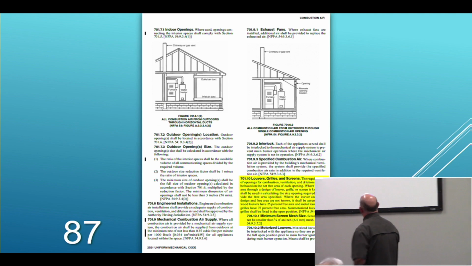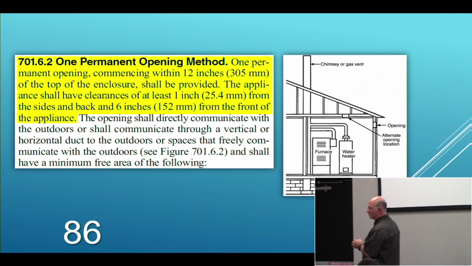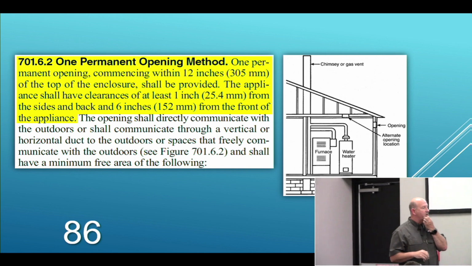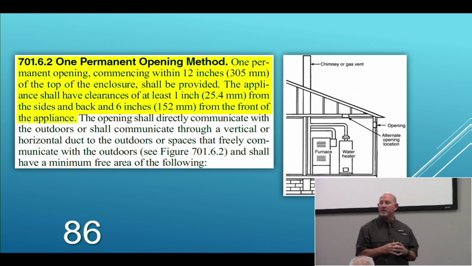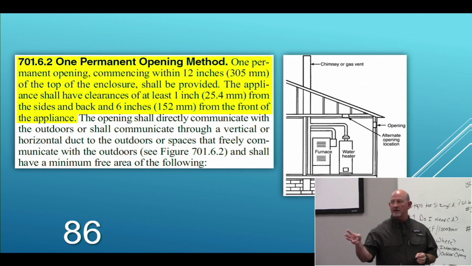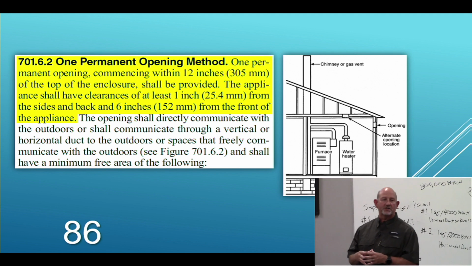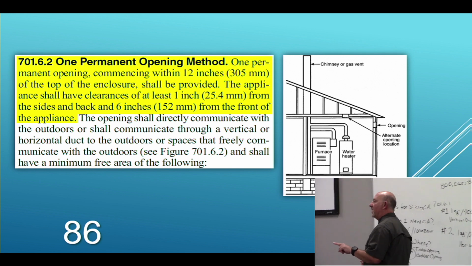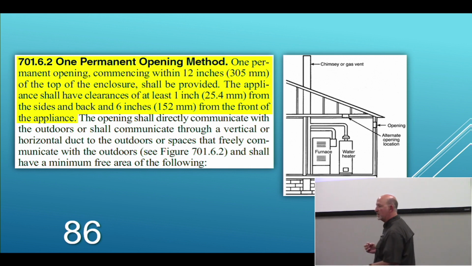Let's go to 701.6.2. One permanent opening method. Now stop. Before you read another word, this is very important. Who are you talking to? Third row guy. Are we still talking to him? Yes, because remember he was 701.6. We're still 701.6, right? So the first rule he gave me, number 1, was two openings. Now, number 2, he's going to give me a different rule.